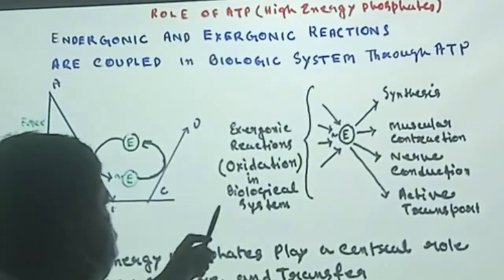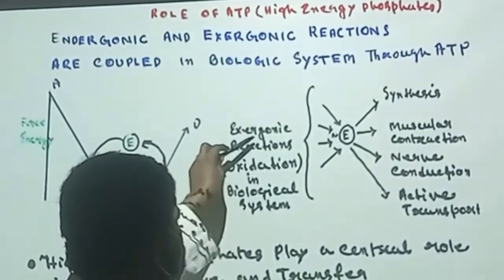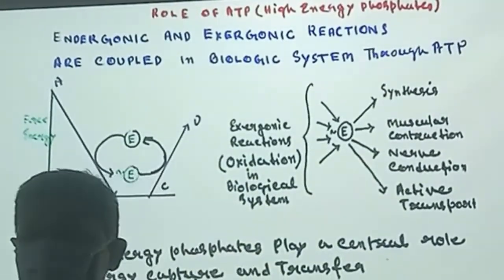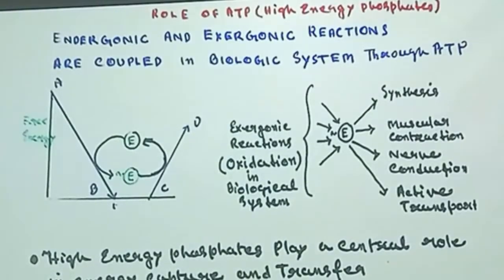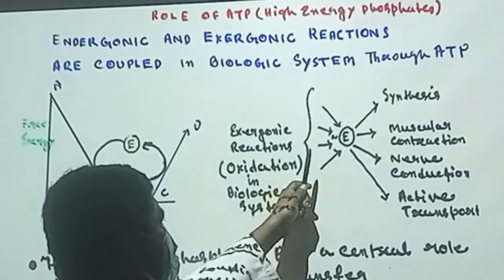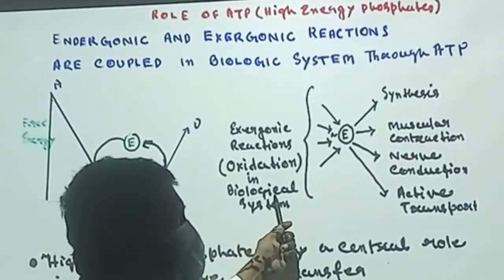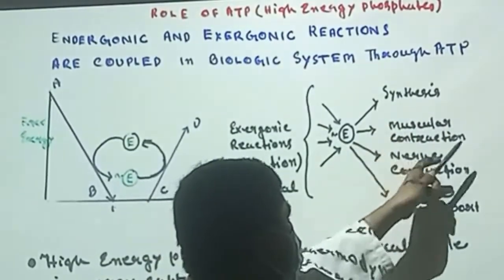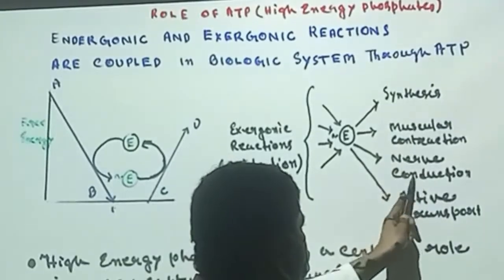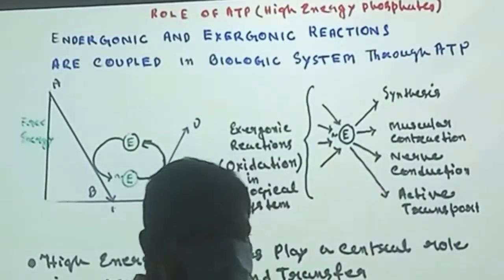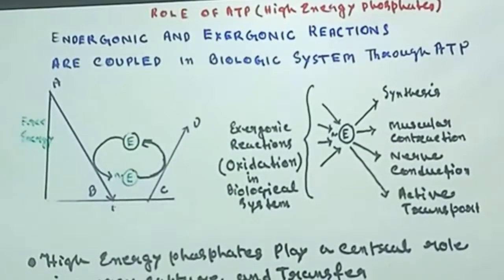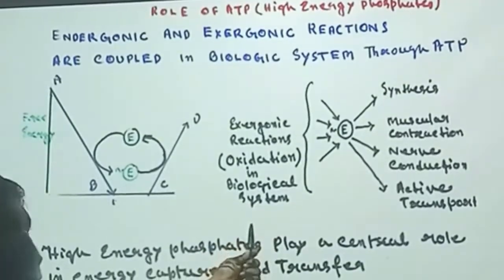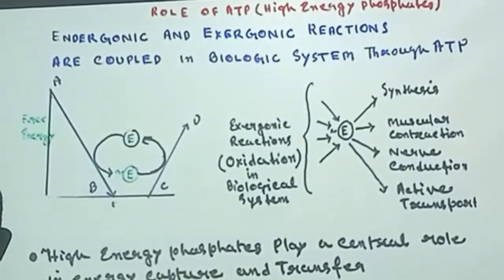So you see there are a lot of reactions where exergonic reactions are carried out, like oxidation in the biological system. The final oxidation step we are going to learn in the next class and subsequent classes, and also we will discuss here the system of biological oxidation. And this energy is utilized for synthetic purposes like muscular construction, contraction, nerve conduction, active transport. So all this type of reaction require energy which is released from the ATP, and this ATP is synthesized as a result of this oxidation in the biological system.